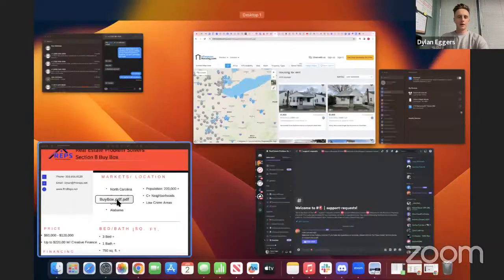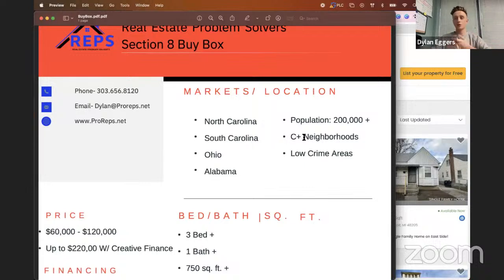Let me pull back up our buy box. So population 200,000 and up, right? Nothing rural, no farm lands. C plus neighborhoods, right? With Section 8, you tend to deal in lower income areas, meaning higher crime areas, right?